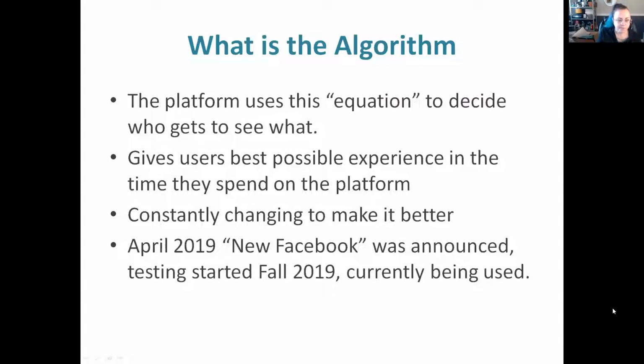It's just in place so that there's a way to filter the content to show people the best results. It gives users the best possible experience in the time that they spend on the platform. So each algorithm is really designed to show people, essentially, hopefully, what they want to see. It is constantly changing, and it's constantly changing to make things better.